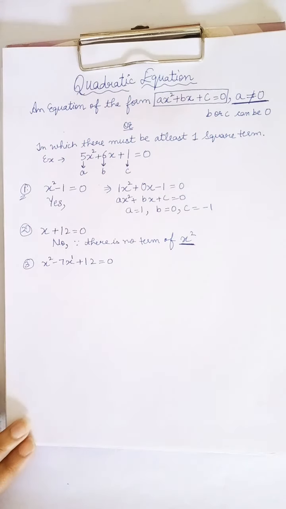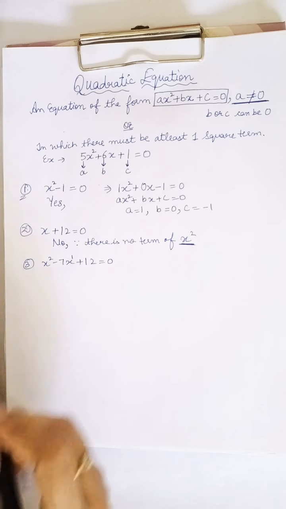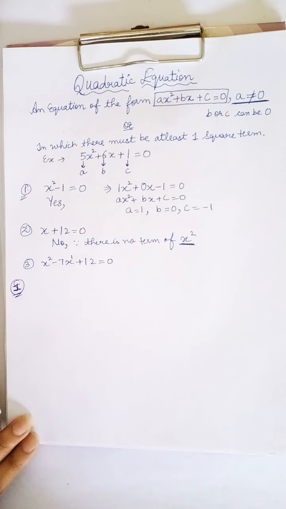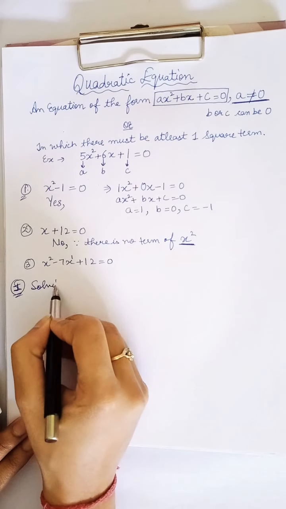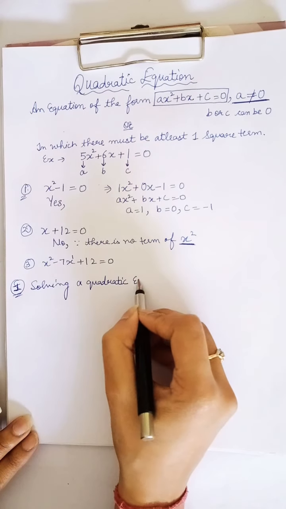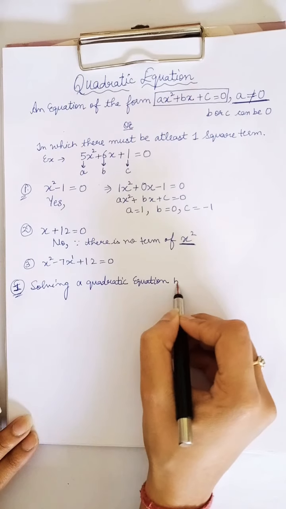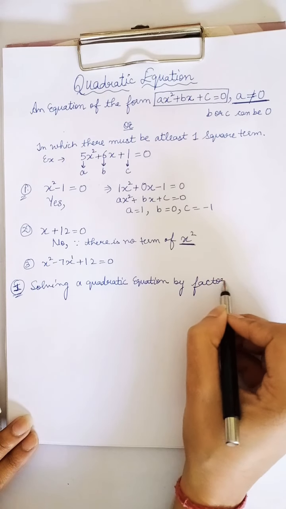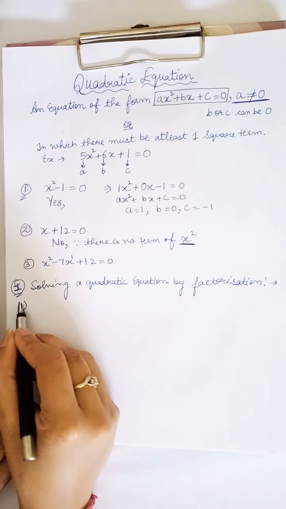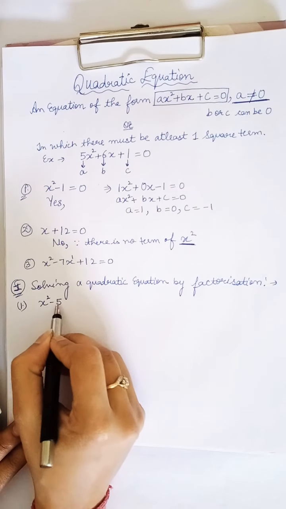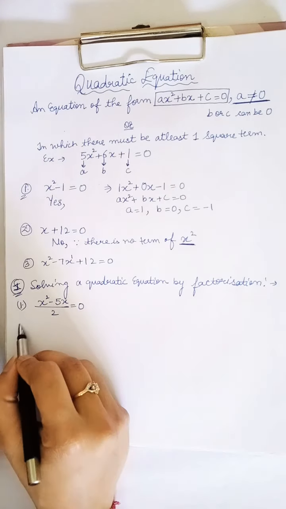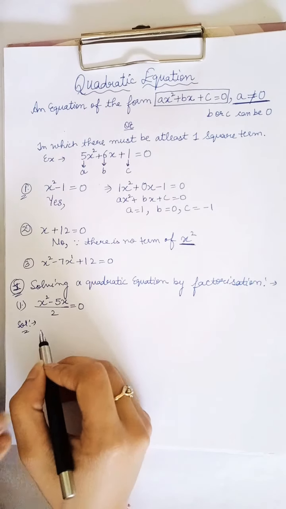Okay, now don't get confused. Now how to solve the questions. Today in this video I will tell you the first method of solving a quadratic equation, that is solving a quadratic equation by factorization. Okay, by factorization today I will tell you. First question is x square minus 5x divided by 2 is equals to 0. So now how should we solve this?